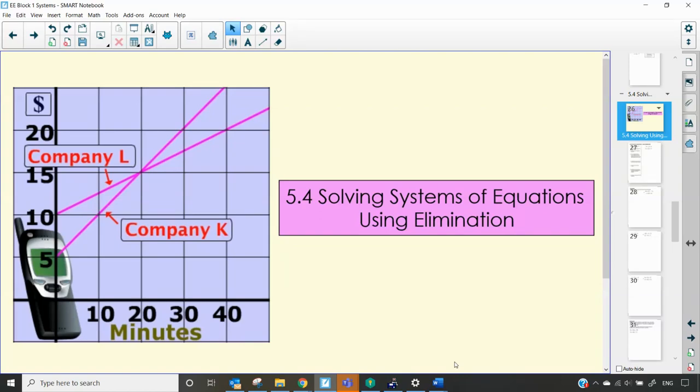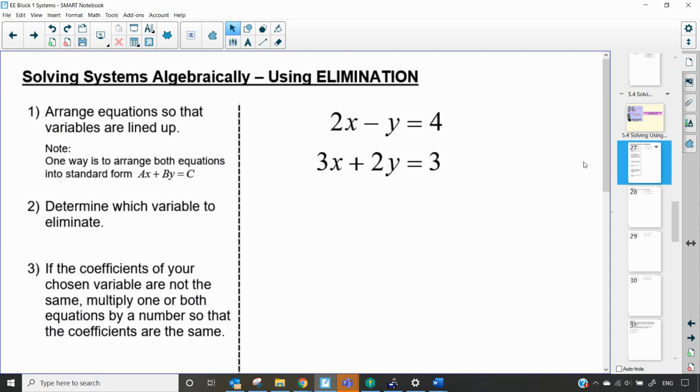Welcome back, guys. Today we're going to look at solving systems of equations using elimination. So this is the second type of algebraic method that we're going to use. In the last lesson we looked at substitution, and today we're going to look at elimination. So let's jump right into it.